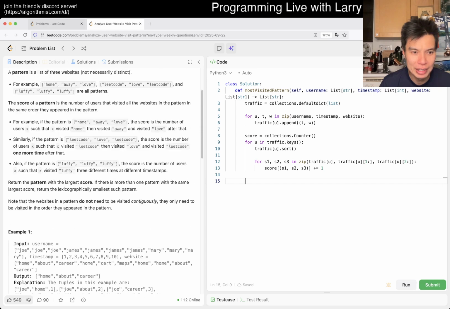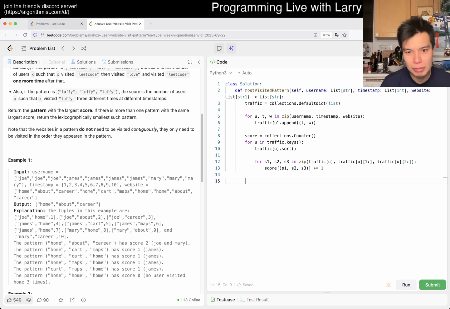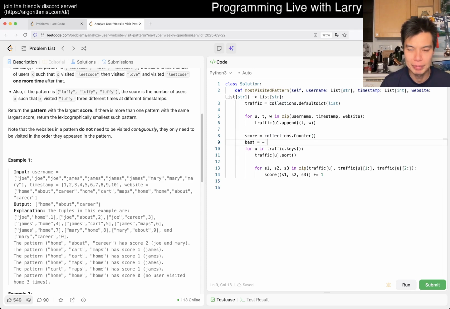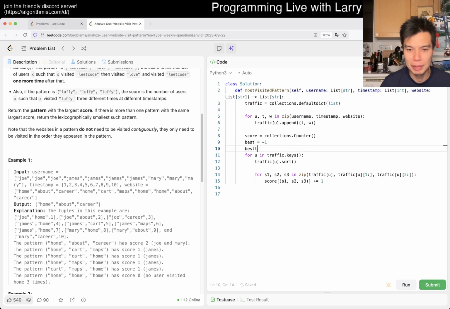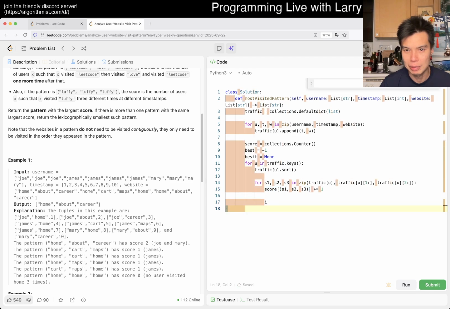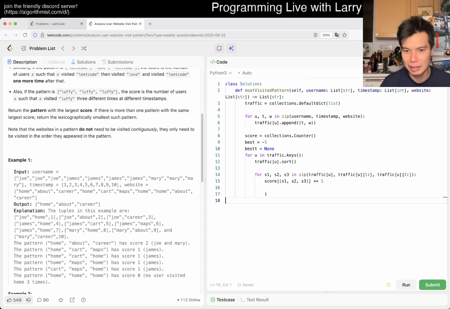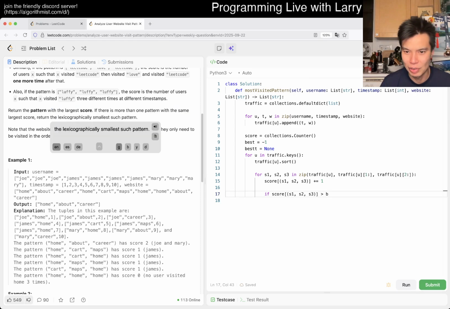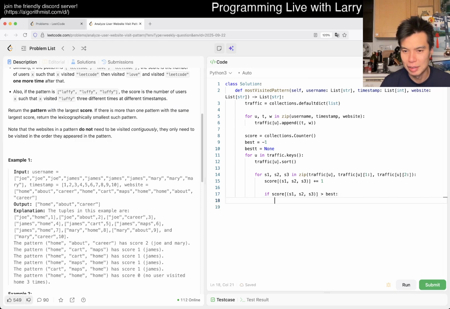So then, we return the pattern with the largest score. If we only need one of them, then we can also just set it here. Best tuple is none, right? So then now, what happened? Did I accidentally trigger something? Oh, lexicographically smallest. That's annoying, but okay, fine. Best is equal to, oh, nope.